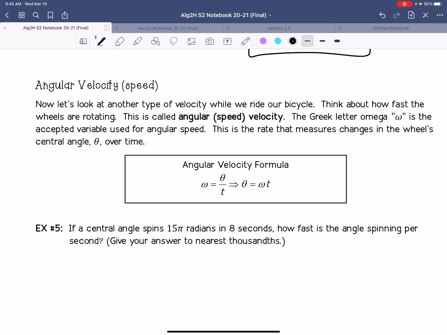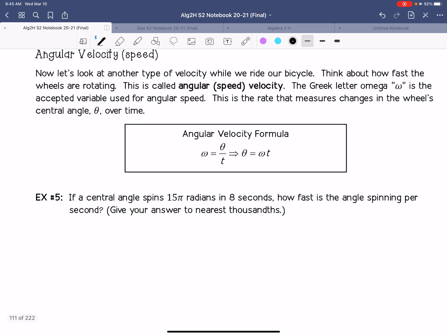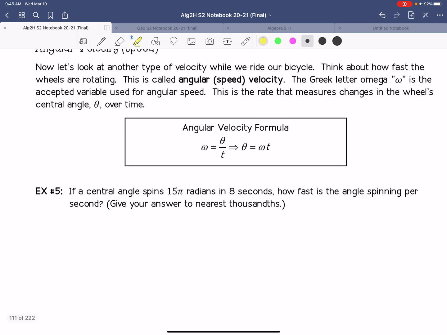The Greek letter omega, it looks like a W, is the accepted variable used for angular speed. This is the rate that measures changes in the wheel's central angle theta over time. And this is the formula we're using: angular velocity is equal to our central angle divided by time, or our central angle is equal to our angular velocity times time.